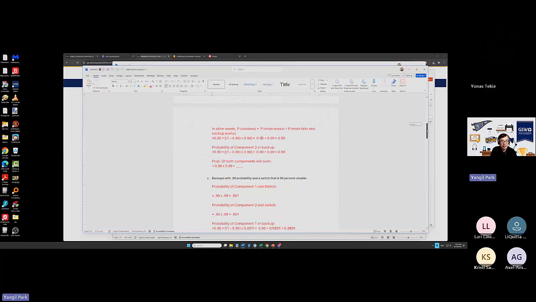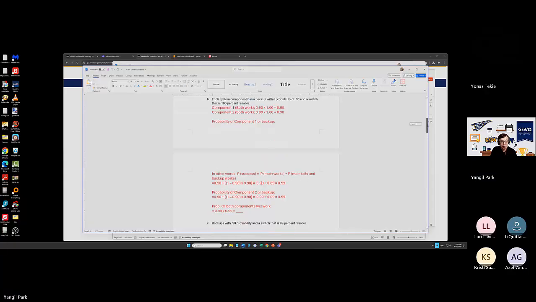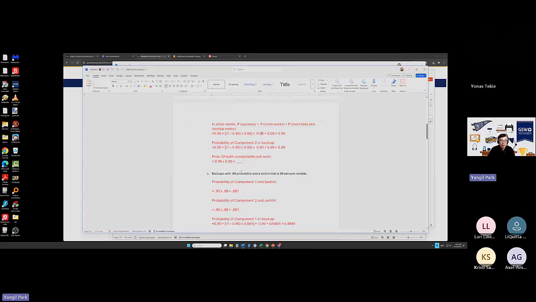Same thing for C, but this time 0.9 probability for the backup and 99% reliability for the switch. So we're going to find the probability of component 1 and switch: 0.9 times 0.99. Component 2 is exactly the same, because we are using the same probability for backup and switch.